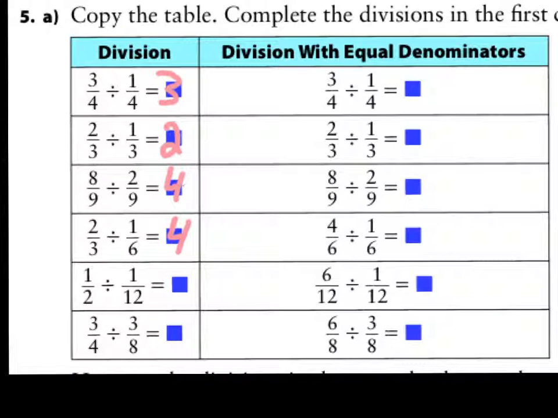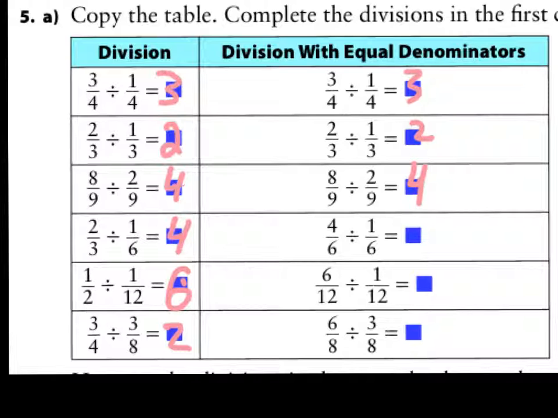How many 12ths are in 1/2? You would have come up with 6. And how many 3/8 are in 3/4? You would have come up with 2. Over here, this side over here is much the same. 3/4 divided by 1/4 is 3. How many thirds are in 2/3? Of course, there are 2. Again, how many 2/9 are in 8/9?